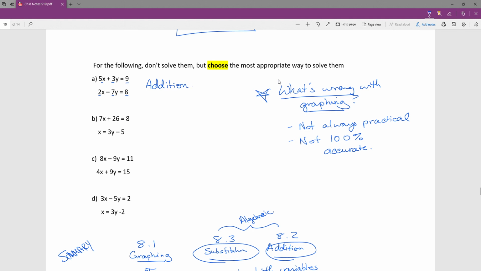And again, not to say you can't use the substitution method. If I take a look at the example B down here, my second equation is already solved for one variable. So that makes it really easy to solve through substitution.